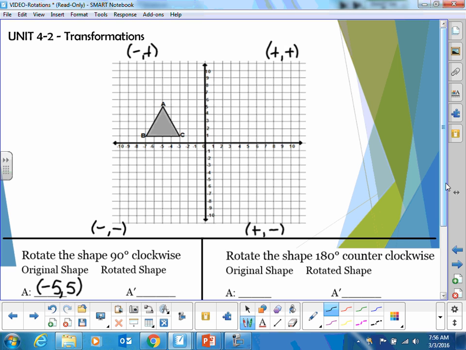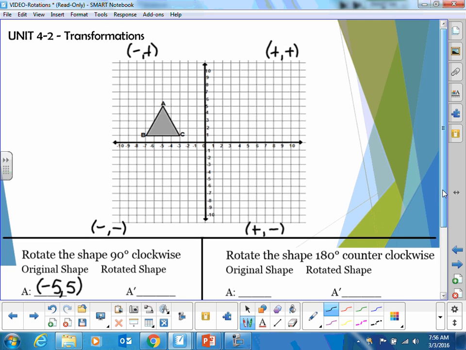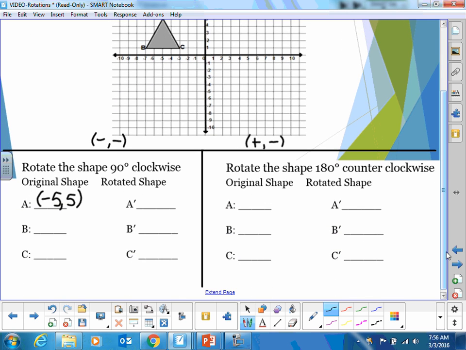So quadrant 1 is positive, positive. Quadrant 2 is negative, positive. Quadrant 3 is negative, negative. Quadrant 4 is positive, negative. Okay. Now, if I look at point B, it is at negative 7, 1. And then point C is at negative 3, 1.